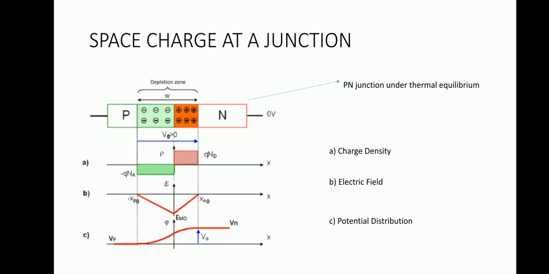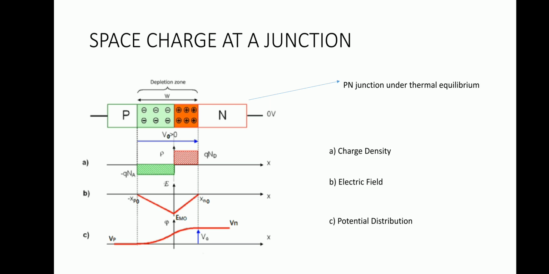In the last figure we can see the potential distribution. The potential at the p side is represented as Vp, and that of the n side is represented as Vn. Here we are taking x equal to 0 at the junction as the reference. The difference Vn minus Vp is called the contact potential, and we represent it as V0.